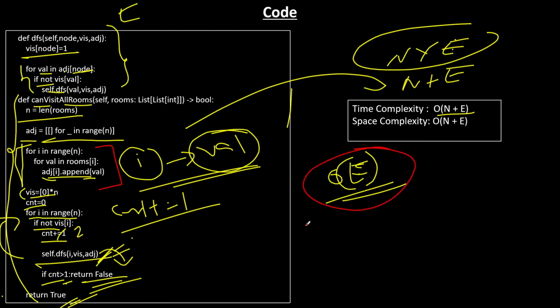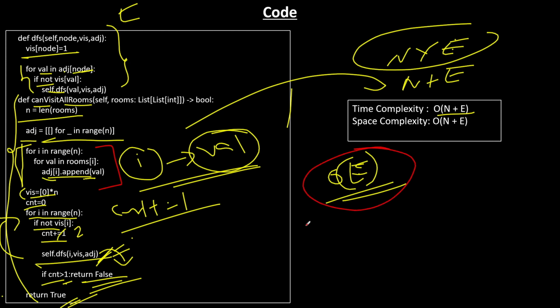The DFS traversal, this one, visits every room once and explores each key, which is the edge, once, right? So it takes n plus e in total. We are not coming to a particular node which is already visited multiple times. Therefore, the time complexity would have been n cross n if we were visiting a particular node multiple times. But here we are visiting it once, therefore it is n plus e.